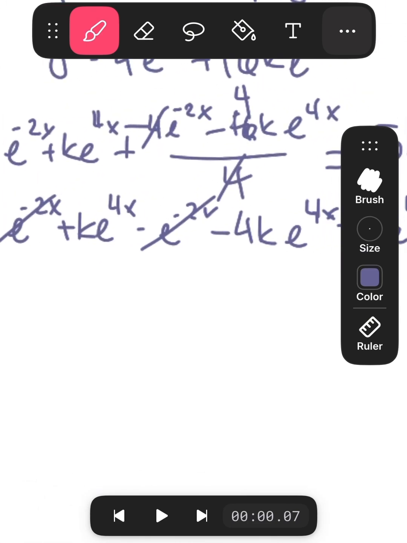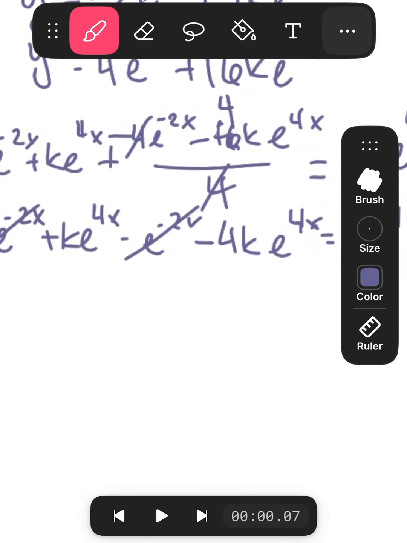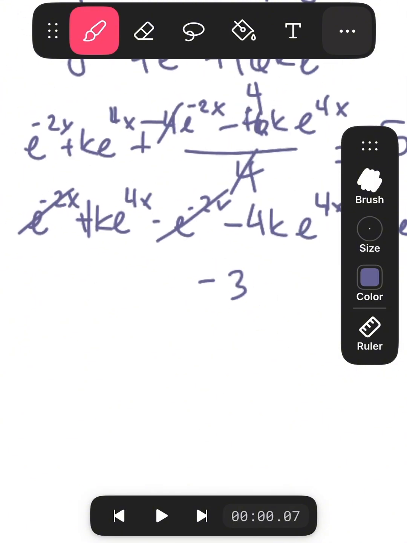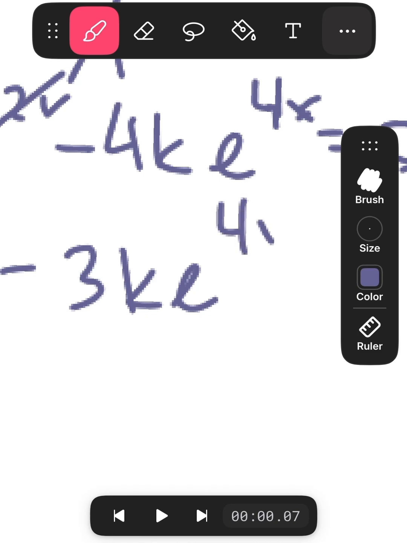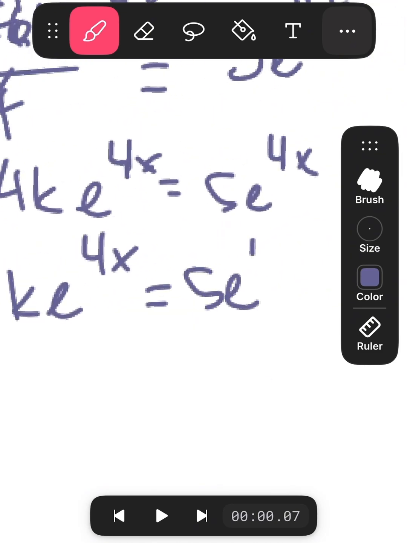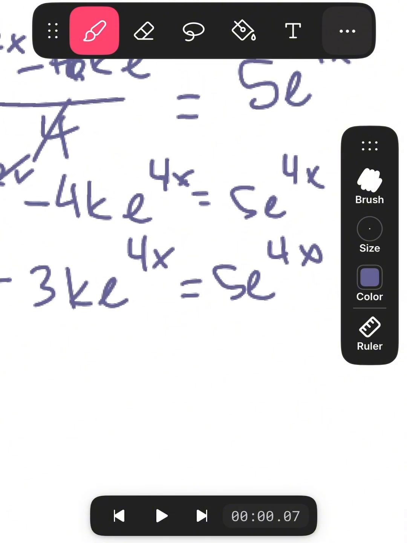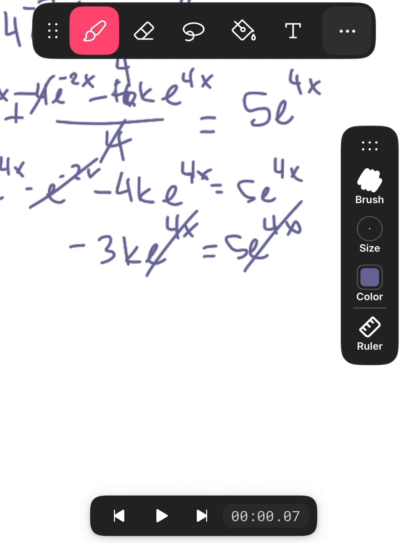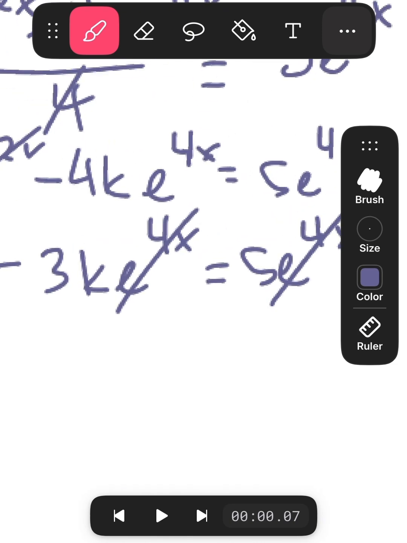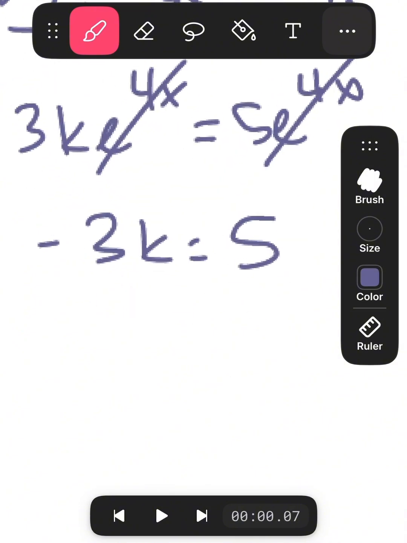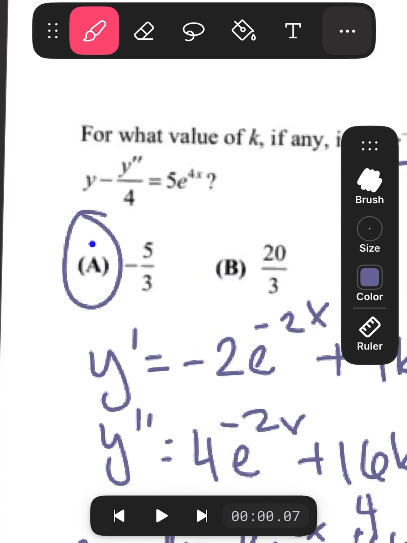So k e to the 4x minus 4k e to the 4x is going to give us a negative 3, because the first term really has a coefficient of 1 at the front. So 1 minus 4 is equal to negative 3, giving negative 3k e to the 4x. Remember, we can combine these terms because they have the same form. And that's going to be equal to 5e to the 4x. Now, you also might notice that we can cancel out the e to the 4x on both sides, because there's only one term on each side and they both include e to the 4x. So now we have negative 3k equals 5. We can easily solve for k: negative 5 thirds. And that is our answer.